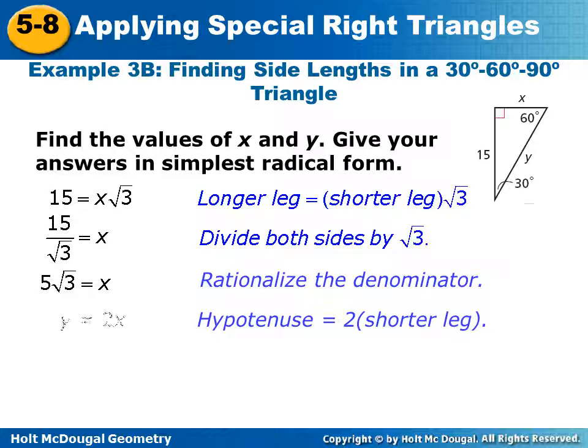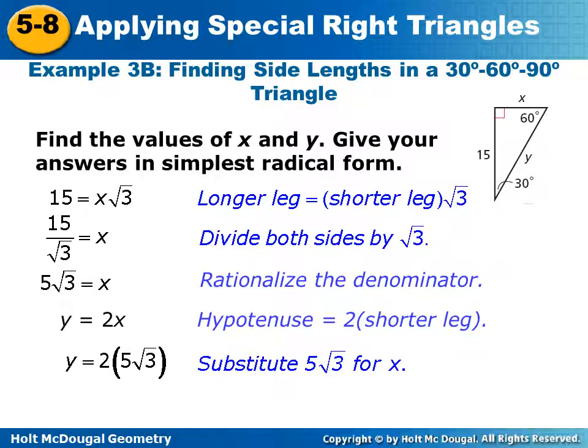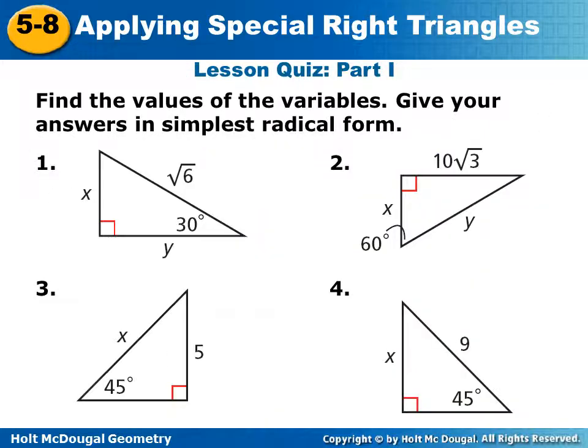Now we know the hypotenuse is twice the shorter leg, so y is equal to 2x. We plug in 5 radical 3 for x and get that y is equal to 2 times 5 radical 3, which is equal to 10 radical 3. So x is 5 radical 3 and y is 10 radical 3.